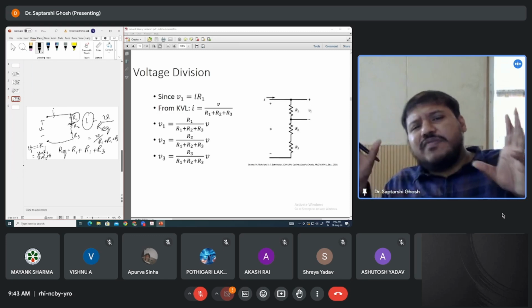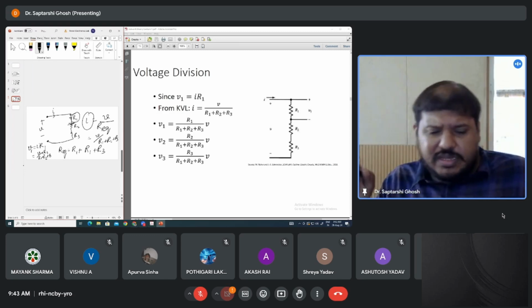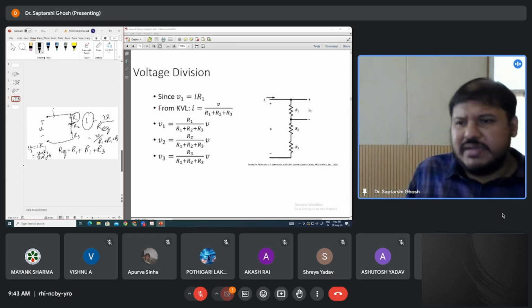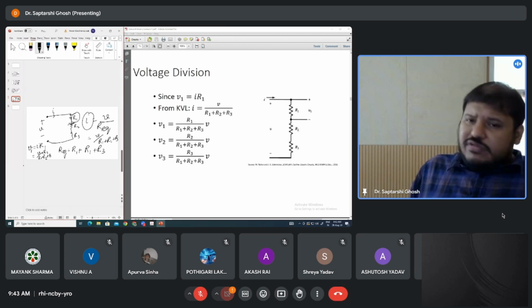It is applicable for n number of elements. Okay, it is applicable for n number of elements. So again, you have to solve problems using this.